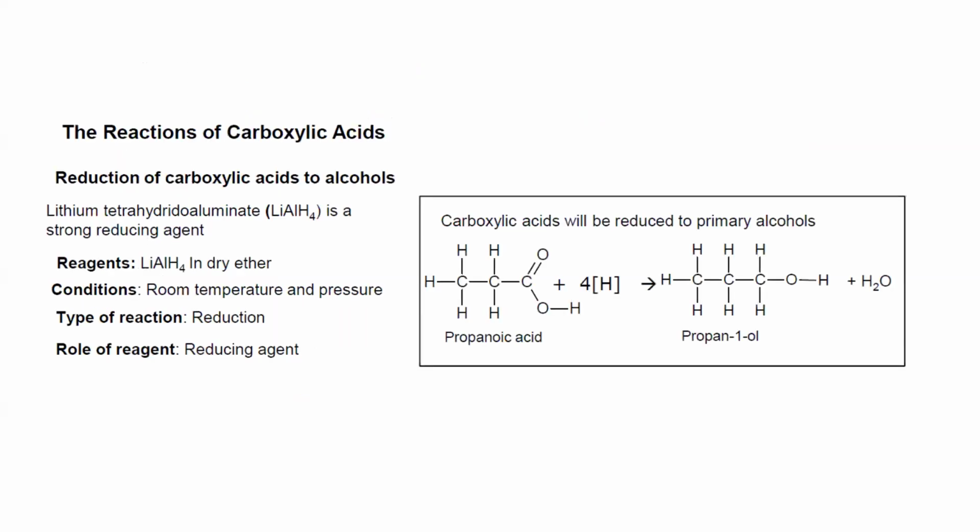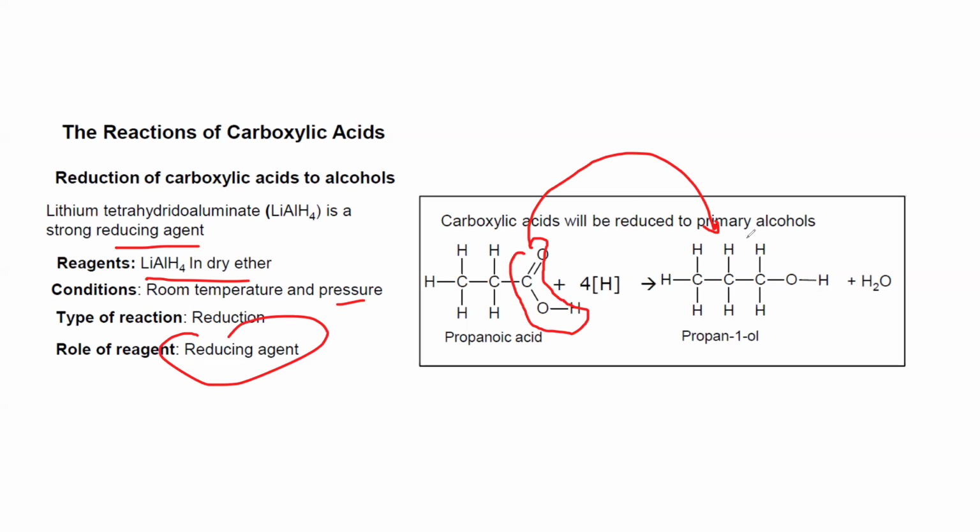Then the reactions of the carboxylic acid can be reduced to alcohol. If you have a carboxylic acid and we use a reducing agent, lithium tetrahydroaluminate, which is a strong reducing agent, in dry ether at room temperature and pressure, the reaction is a reduction reaction, and the role of this reagent is a reducing agent. So carboxylic acid will reduce directly to primary alcohol.